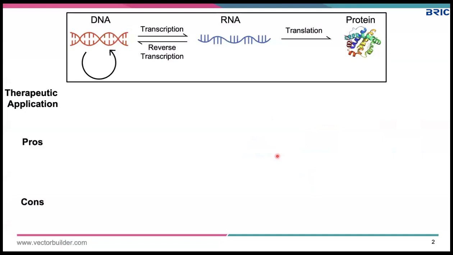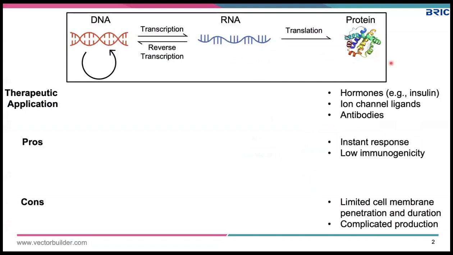So messenger RNA is the intermediate molecule in the central dogma. It is transcribed from the DNA and directs the translation of the protein. All of these three molecules have been developed into successful drug substance. And the most widely used probably are the ones derived from protein. And the most widely used recombinant protein is probably insulin. And other recombinant proteins used are targeting either ion channel ligands or, for example, antibodies.